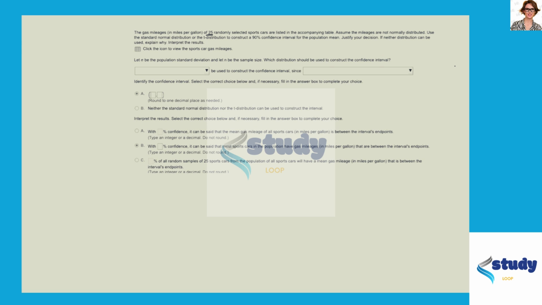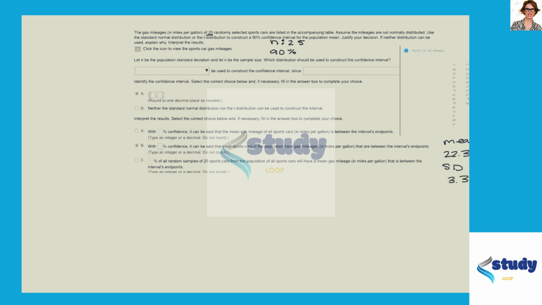Interpret the results. So first of all, there is 25 randomly selected. It's a 90% confidence interval. Okay, so the first thing that you have to do is calculate your mean and your standard deviation for the data set. So the mean for this data set is 22.36. And the standard deviation for this data set is 3.365.